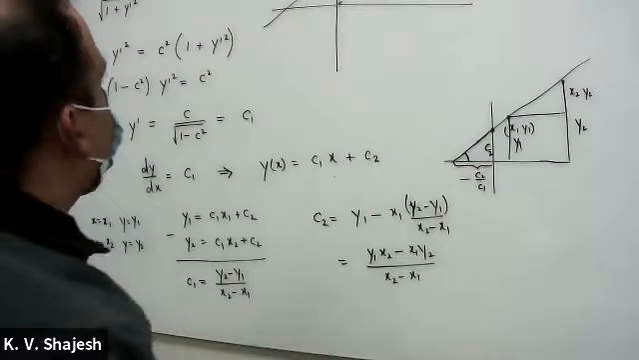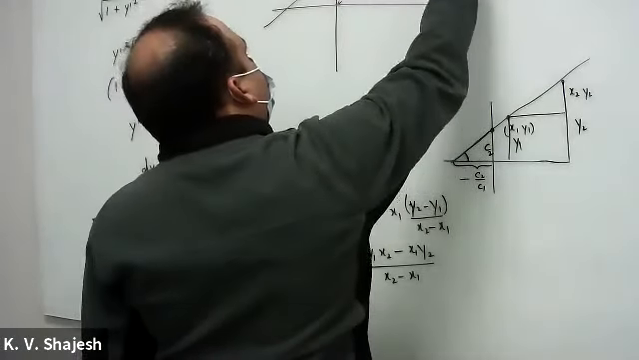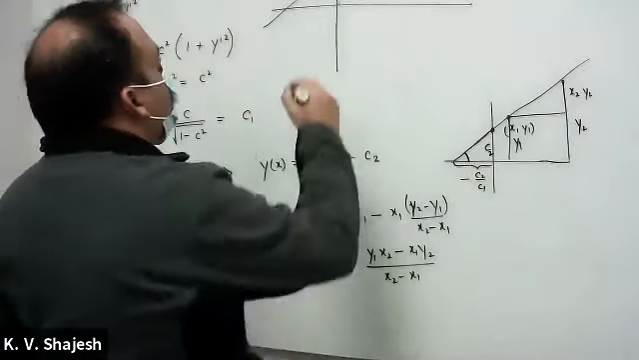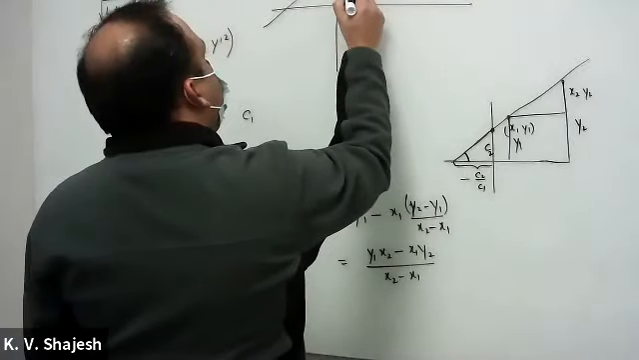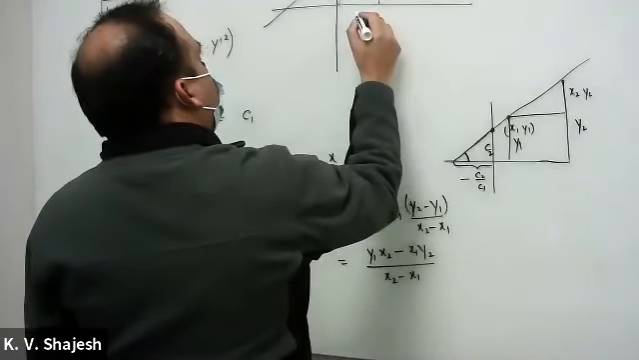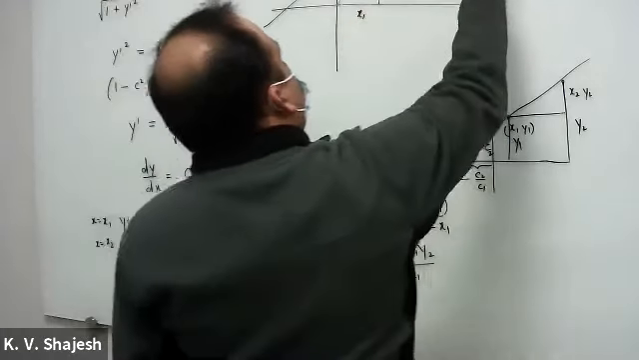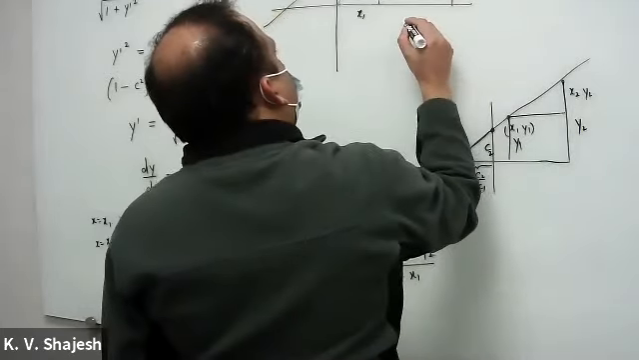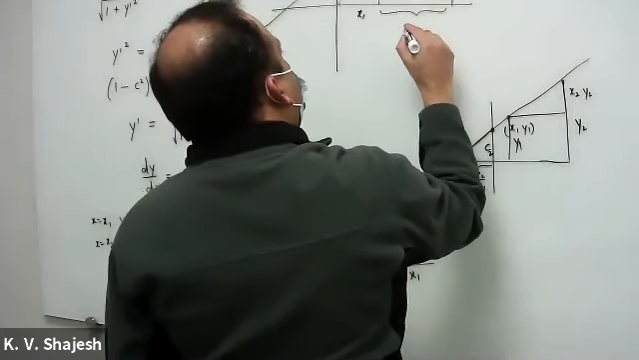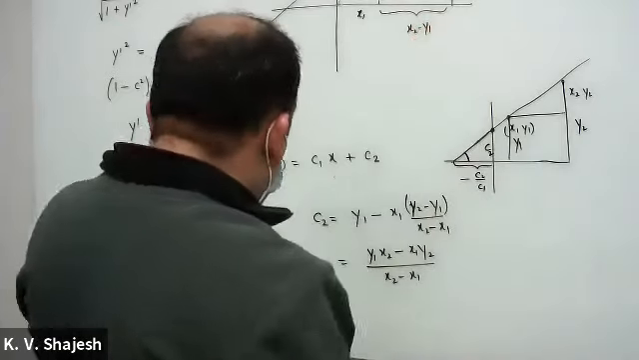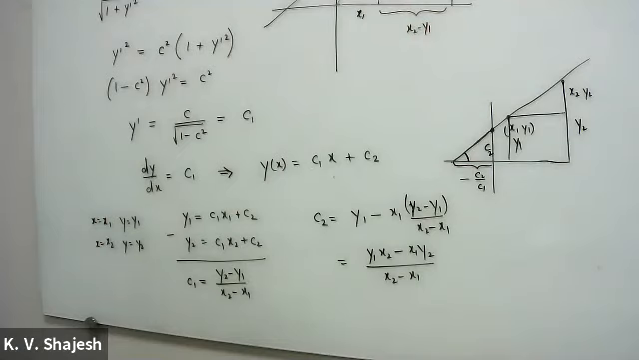c2. Okay. Again, I think this should be straightforward. Let's again see c2 here. That's your y1. That's your x1. That's your y2. And that's your x2 minus x1. y1 times x2.